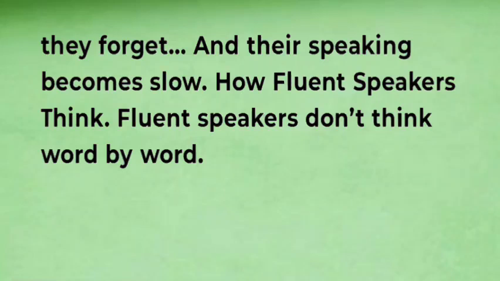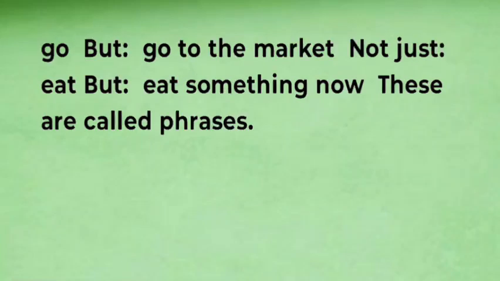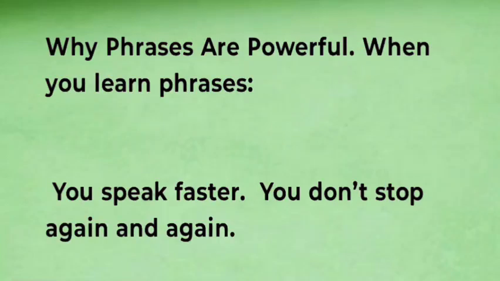How fluent speakers think. Fluent speakers don't think word by word. They think in groups of words. They use ready-made phrases. For example, not just go, but go to the market. Not just eat, but eat something now. These are called phrases.